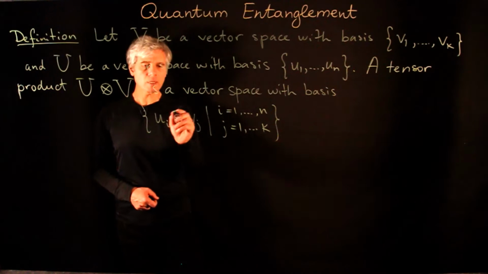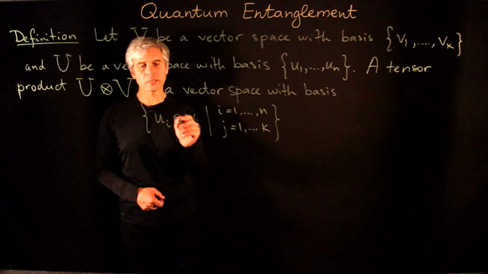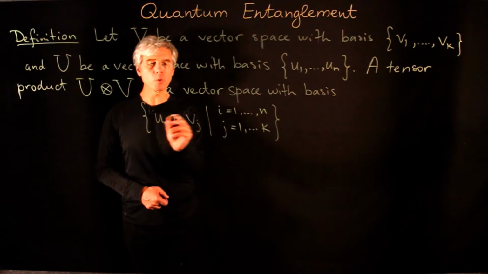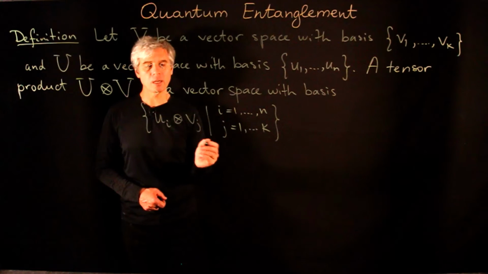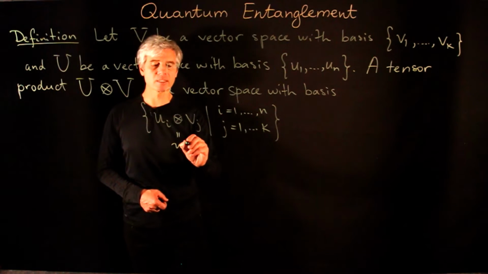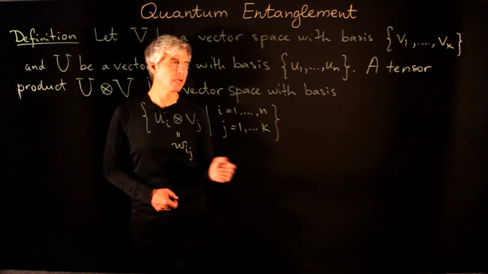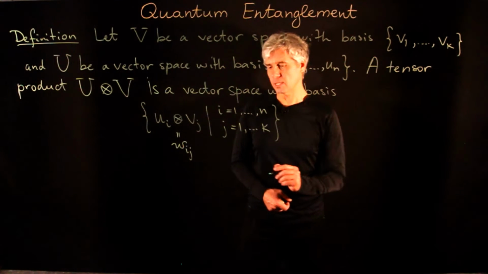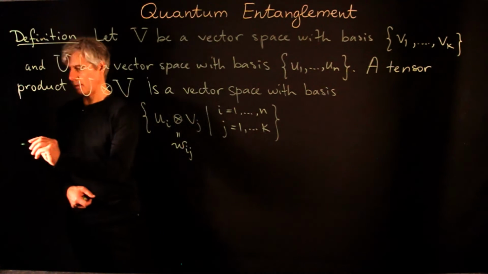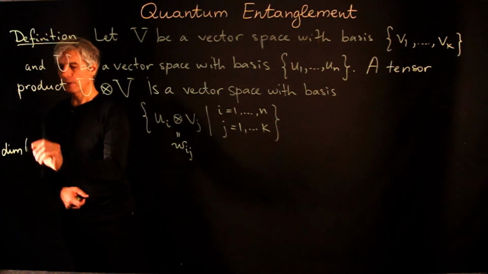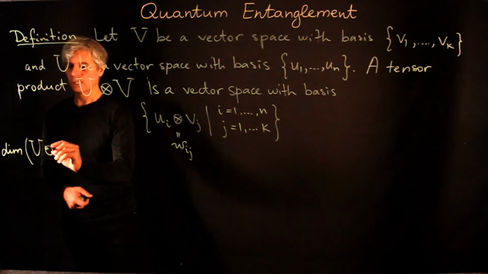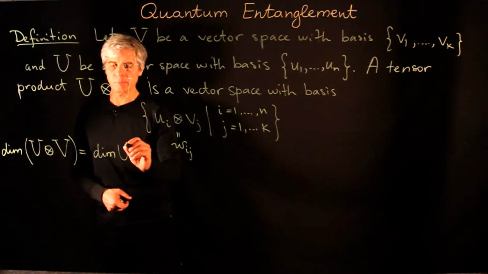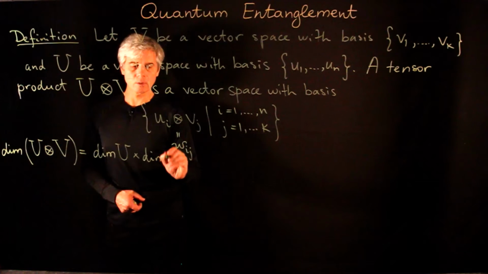Now, this symbol here can be, for now, just treated as a purely notational thing. It's sort of a glue that binds together Ui and Vj. Equally, we could have denoted this as Wij. What is important for us is that we see immediately from this definition that the dimension of the tensor product U tensor V is equal to the product of dimensions. So it's dimension of U times dimension of V.